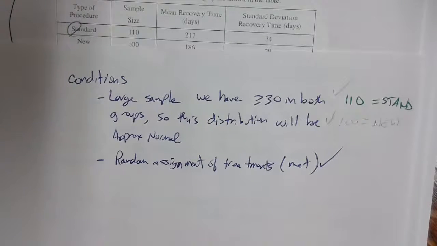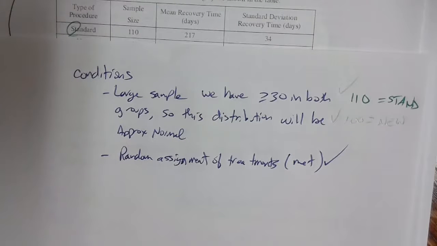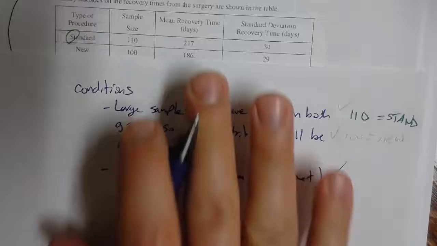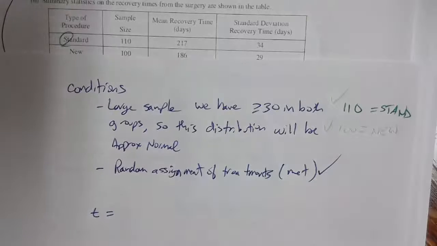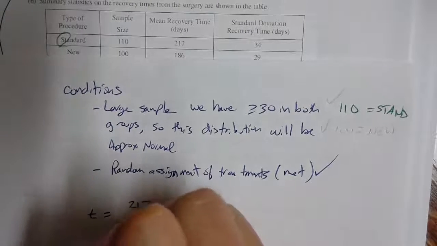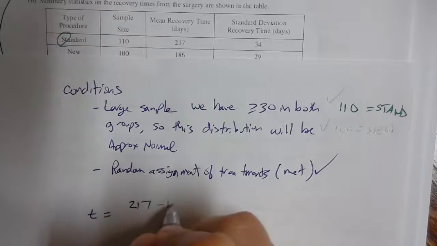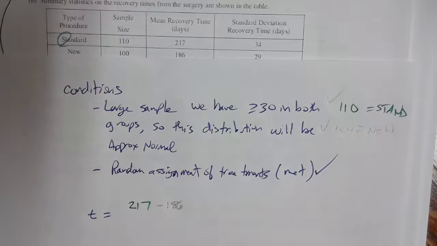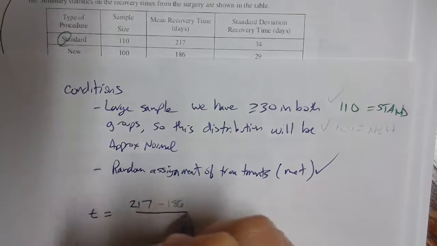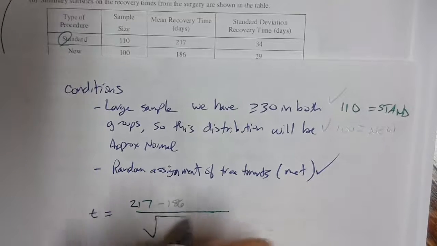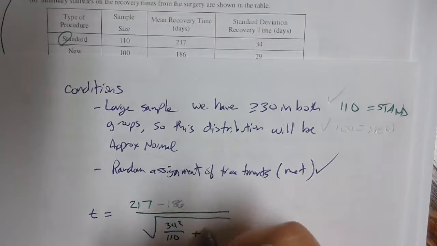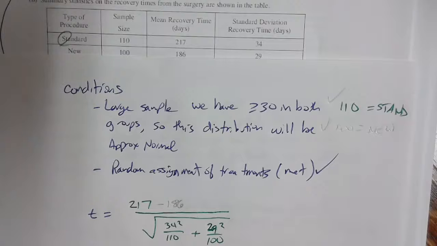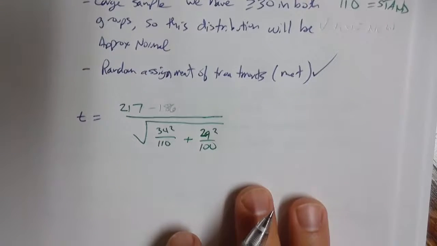So now that we got those out of the way, we can actually calculate our t-score, and we're going to use these values up here. Just plug them in here. So t, let's see, 217 minus 186, and the null hypothesis is 0, so I'm not going to write that part down. Divided by the square root of 34 squared over 110 plus 29 squared over 100. And we're going to type all this in. And once we get that t-score, we'll be able to look that up in our t-table.